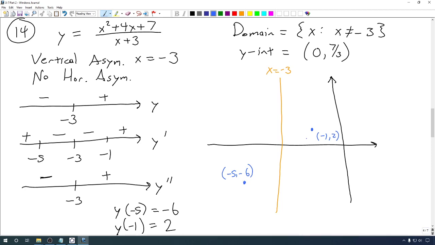And I'm positioning my labels here specifically because I know at -5, we do in fact have a local maximum. It was increasing and then decreasing. At -1, it's a local minimum. It is decreasing and then increasing. So my graph is going to have to be below this point, and it's going to have to be above this point. I also know that I hit 0 at 7/3. 7/3 is a little bit more than 2. It's actually a little, not much more than 2, but it is above 2.